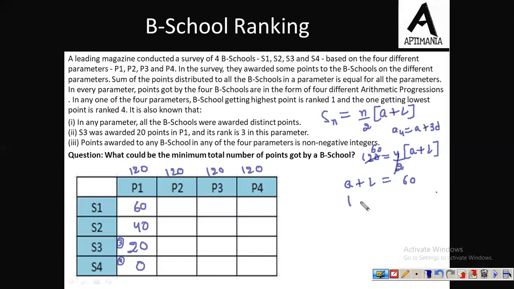First term, let us assume that the first term is 1. Or let me generalize this first. Let us assume that the first term is a only, and the last term is a plus 3d, since this is the 4th term. And this total must be equal to 60. Fine. So this becomes 2a plus 3d must be equal to 60.